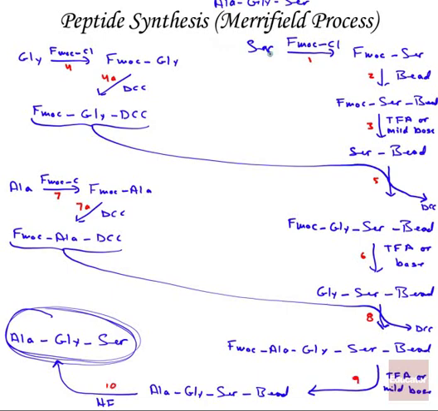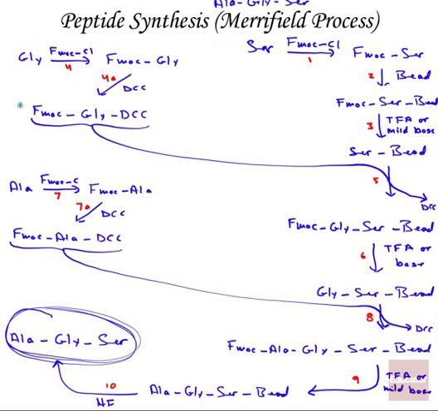I start with my serine. I react it with something called FMOC chloride to create this FMOC protected serine. I react that with a bead. I attach it to the bead. So now I have the bead, a serine residue, and FMOC. React it with trifluoroacetic acid. I take off the FMOC because I need to attach the glycine directly to serine.